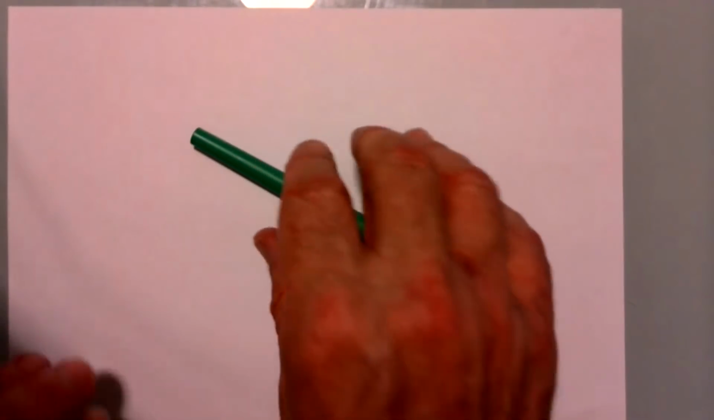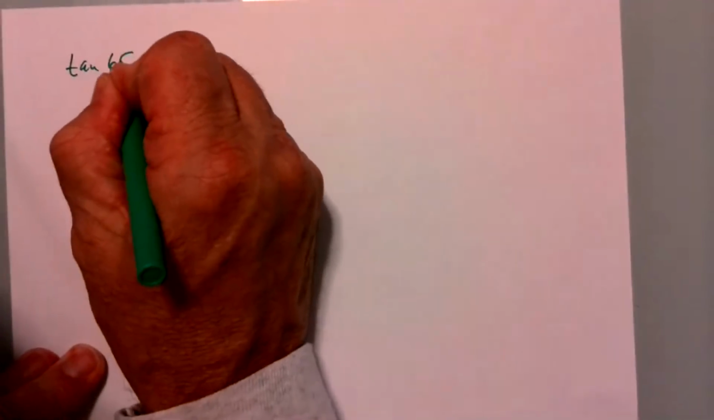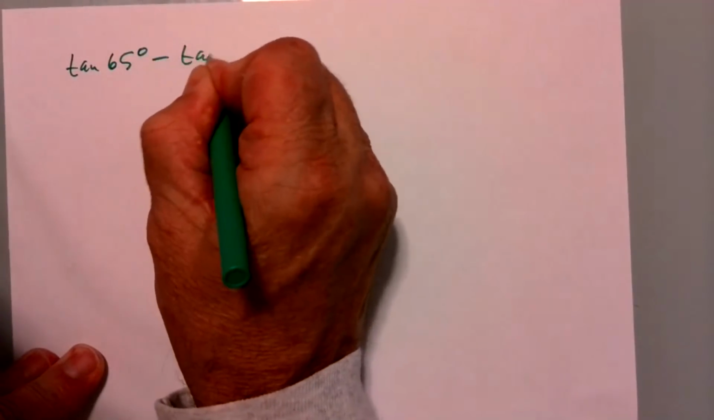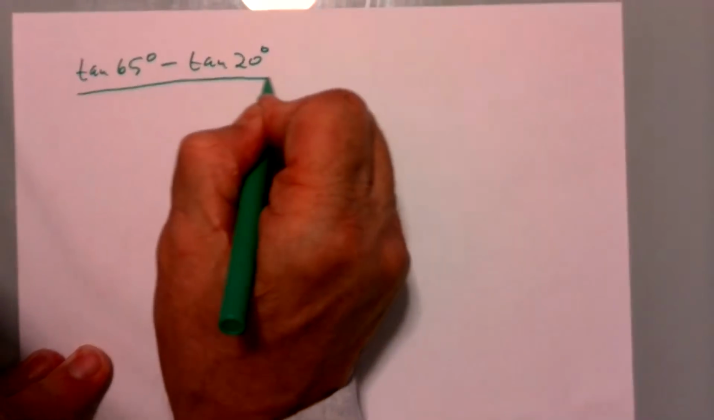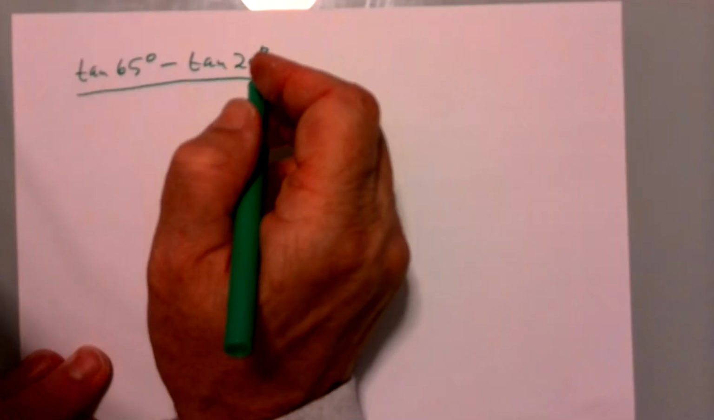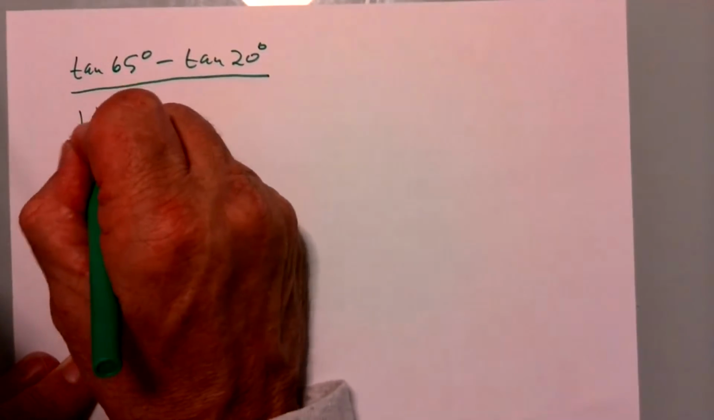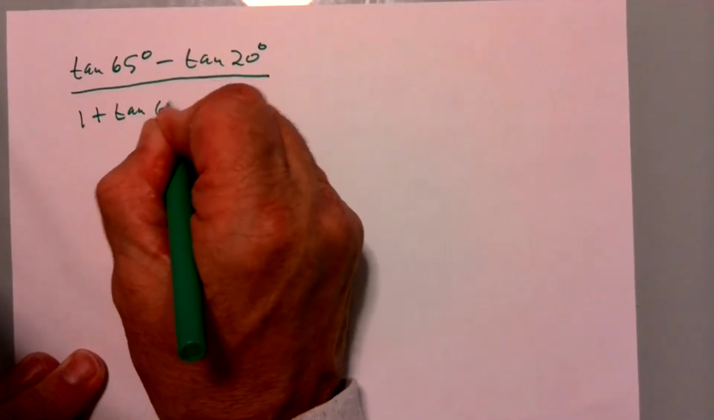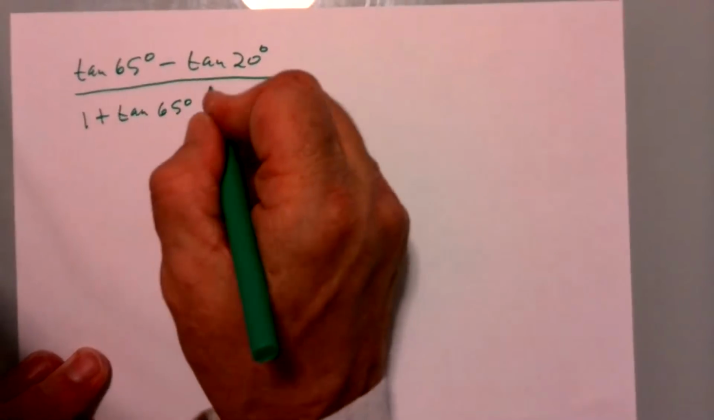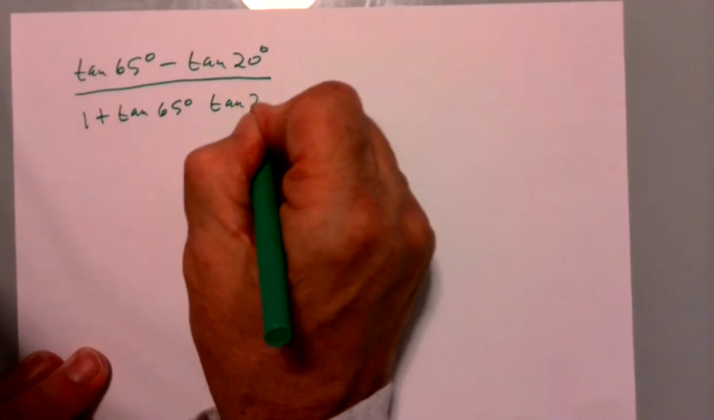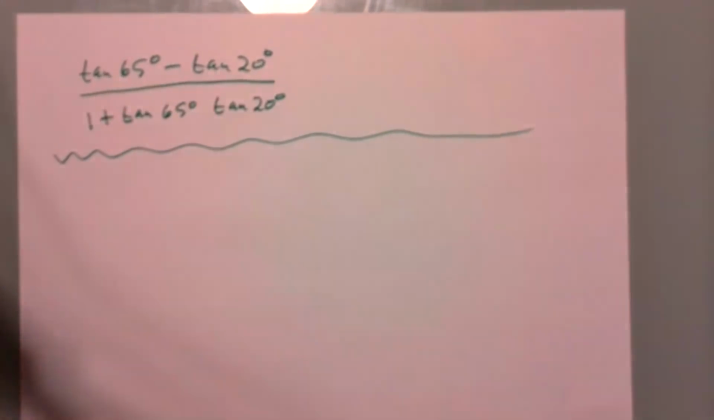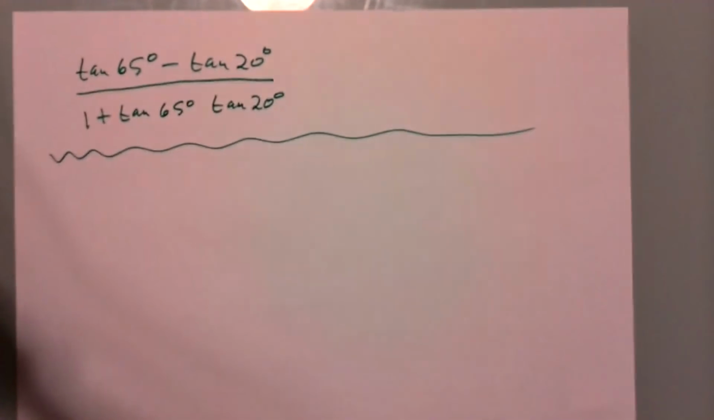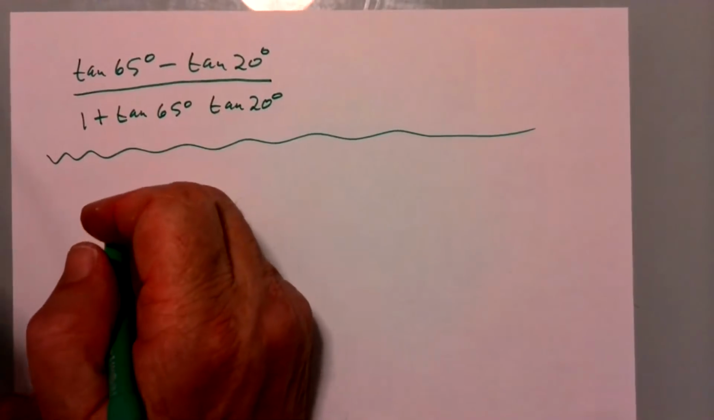So I've got tangent of 65 degrees minus tangent of 20 degrees upstairs, divided by 1 plus tangent 65 degrees tangent 20 degrees. So this will require me to use some sort of an identity. I have to look on my identity sheet to see which one makes sense here.